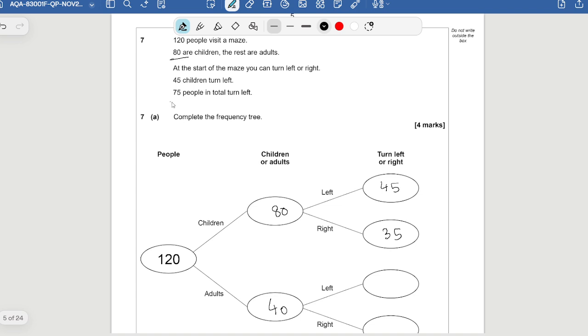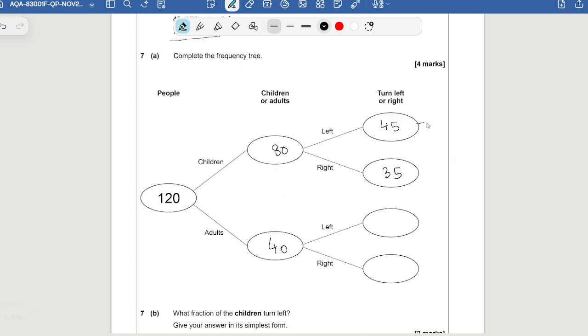And also it says that 75 people in total turn left. So here in total means the children and the adults together who are going left are 75. So this plus this is 75. So if this is 45, this has to be 30, because 30 plus 45 has to be 75. So now the remaining here, this part of the cell, there are 40 adults, out of which 30 go left and the remaining 10 go right.